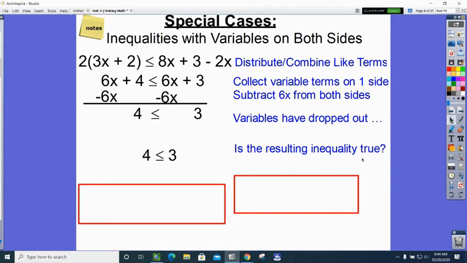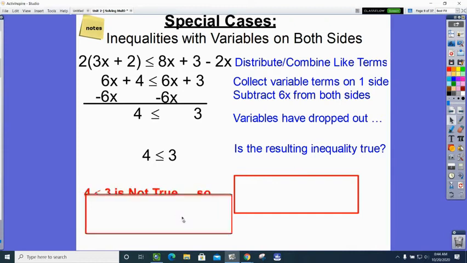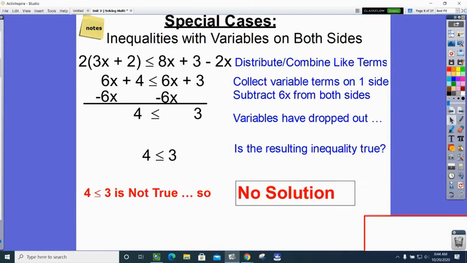Is that resulting inequality true? And the answer is no. So what is your solution? Well, there isn't one. It's a no solution. And no matter what number you choose to substitute for x in the original, there's no number that will work. You can kind of see it right here.